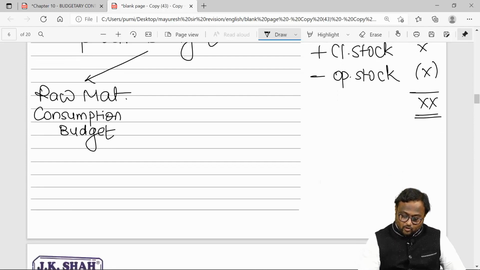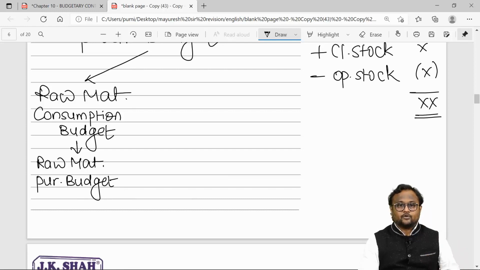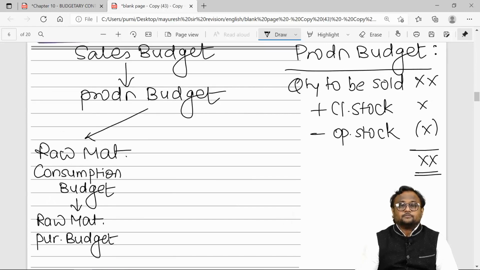And the moment you have the raw material consumption budget, your next step is going to be the raw material purchase budget. Raw material purchase budget. Trust me, nothing can be asked beyond this. Find out quantity to be sold.